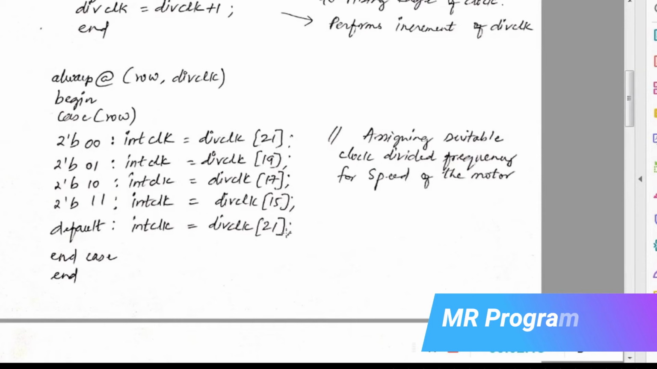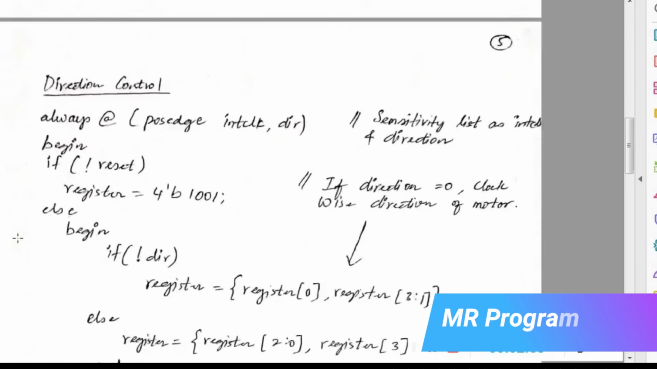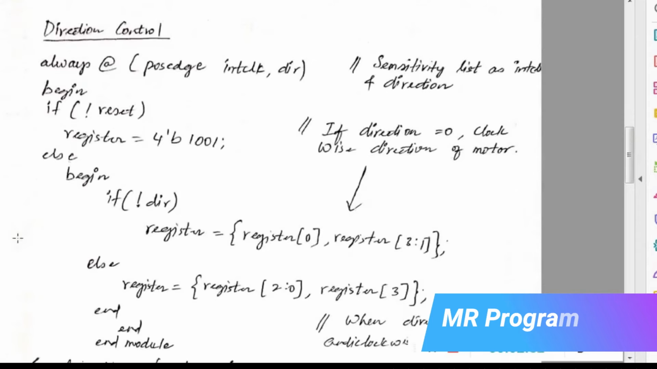As I mentioned in the previous sections, if we don't give this default case, then we need to have extra hardware. It can be either a flip-flop or a latch to maintain the value. So in order to clear this confusion within the programming structure, we use default. The case had started here, so we will end case and end this particular section. Next we will see how the direction is controlled.